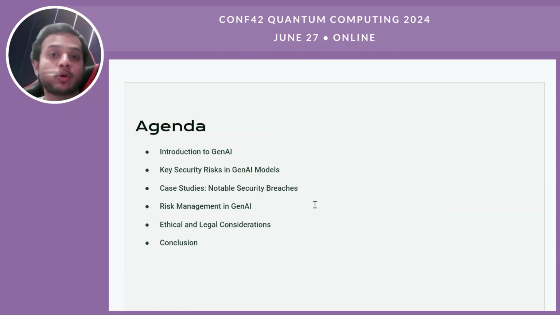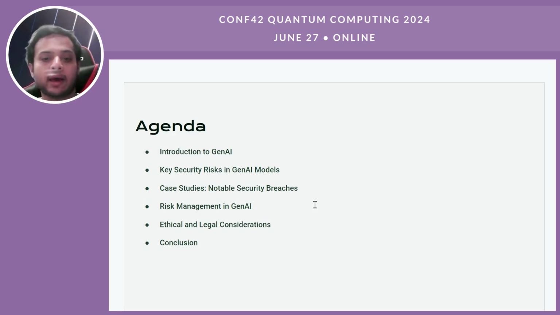We're going to be basically going through an introduction to Gen AI and what it is, along with applications of Gen AI across different facets of life. Then we will try to understand different key security risks in Gen AI models. Then after that, we will go through real world case studies and how Gen AI is used in governance, risk management, and compliance. We will then conclude by understanding the ethical and legal considerations of AI as a technology.